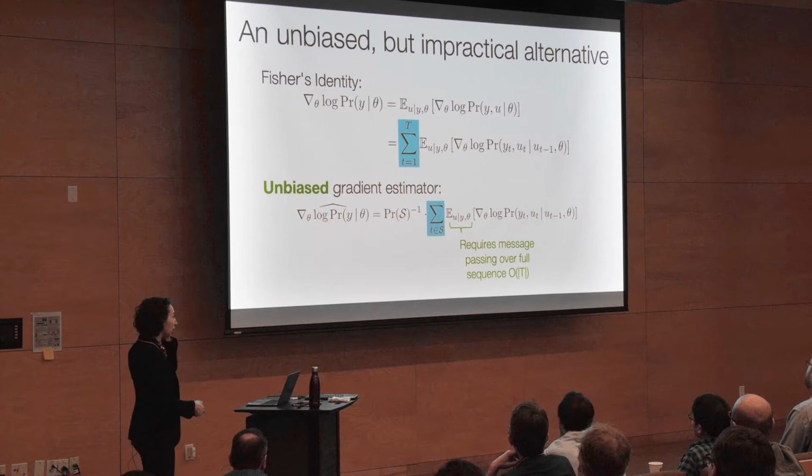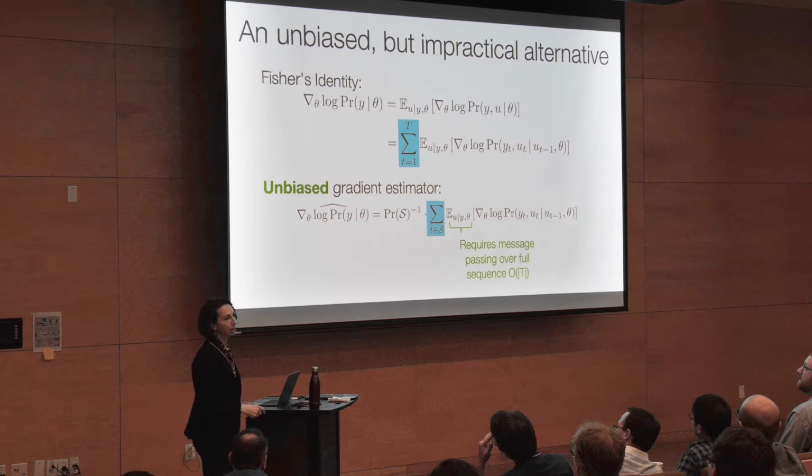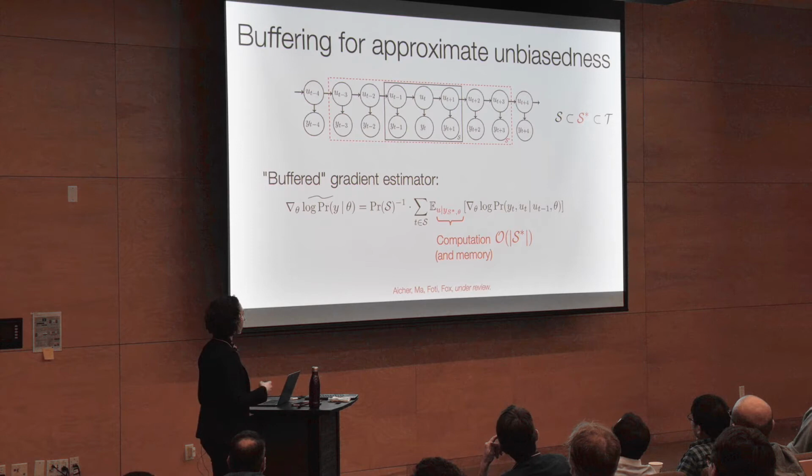You can still do your update based on the subsequence here, just looking locally at that window, but you still have to do that full message passing, which was the computationally prohibitive thing in the first place. So what we're going to propose doing is something between these two extremes. It's a pretty obvious thing to do, but we're going to prove the accuracy of these approximations.